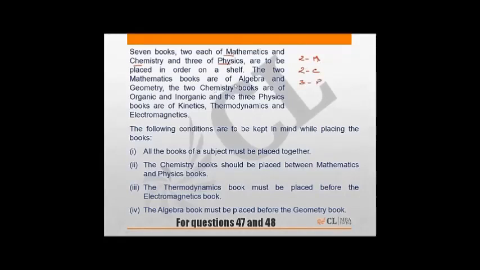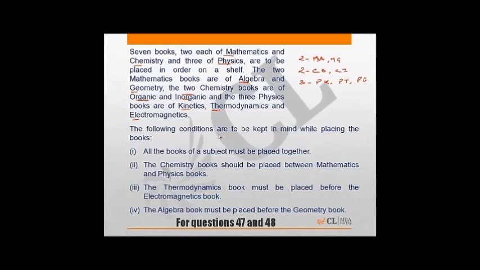The 2 mathematics books are algebra and geometry, so let me write this as MA and MG: mathematics algebra, mathematics geometry. Chemistry books are organic and inorganic, so CO for chemistry organic, CI for inorganic. And the three physics books are kinetics, thermodynamics and electromagnetics.